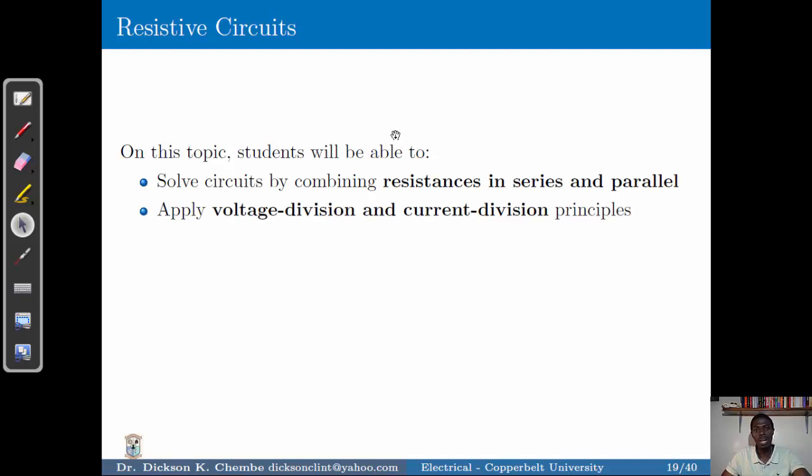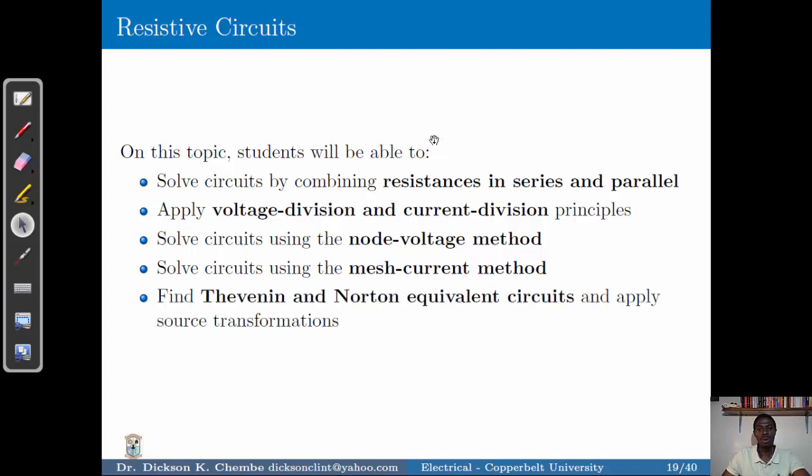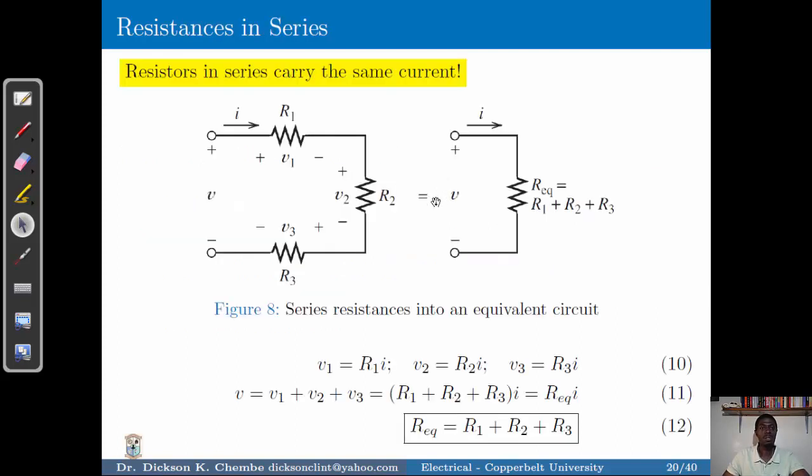And then we're going to look at how to apply voltage division and current division, as well as how to solve the node voltage method and the mesh current method. To add on to that, we're going to also look at Thevenin's and Norton's theorems and circuits, and then we'll also look at source transformation. But I would prefer to start with mesh analysis and then follow up with the node voltage method, as you will see later on. Now let's begin looking at resistances in series.